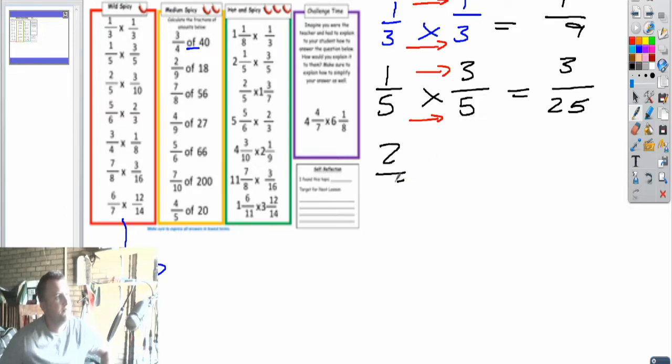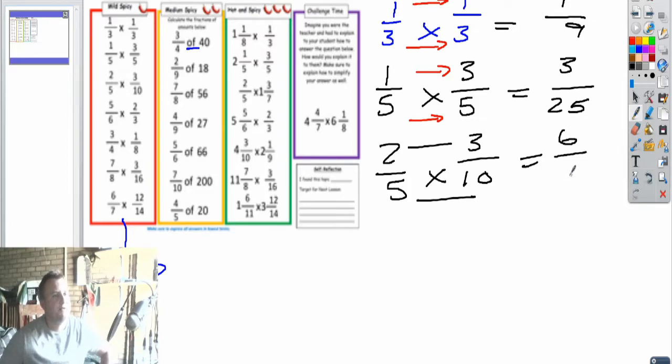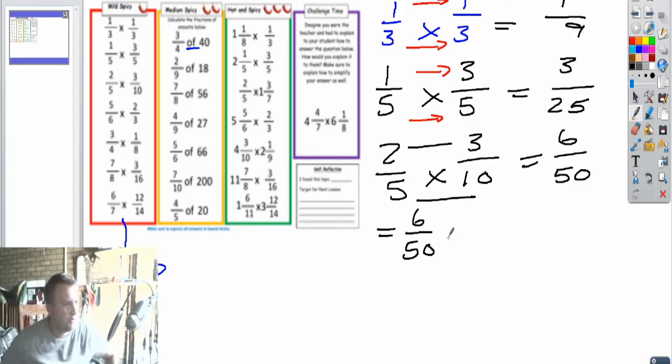2 over 5 multiplied by 3 over 10. Do the exact same again. Multiply, multiply. 2 times 3 is 6. 5 times 10 is 50. Now, I would suggest do another equal sign there, because 6 over 50 is actually a number that you can simplify. How do I know this? Well, both numbers are even. That's the best way for you to find out if you're struggling: if both numbers are even, the numerators and the denominators, you should be able to divide at least by 2.